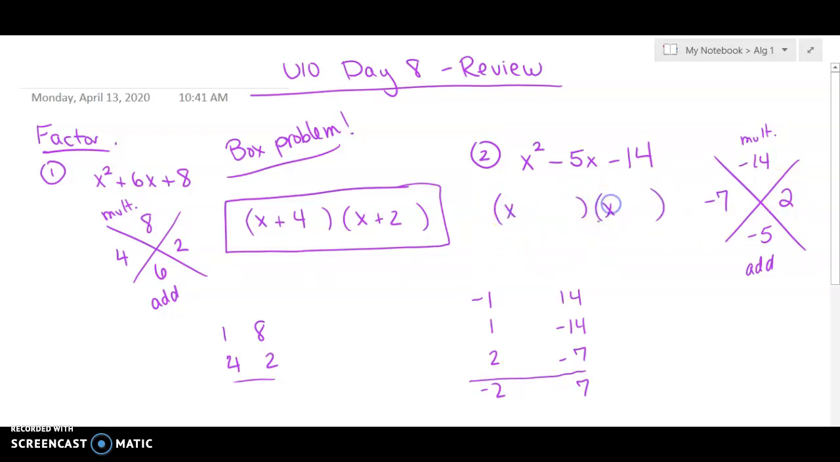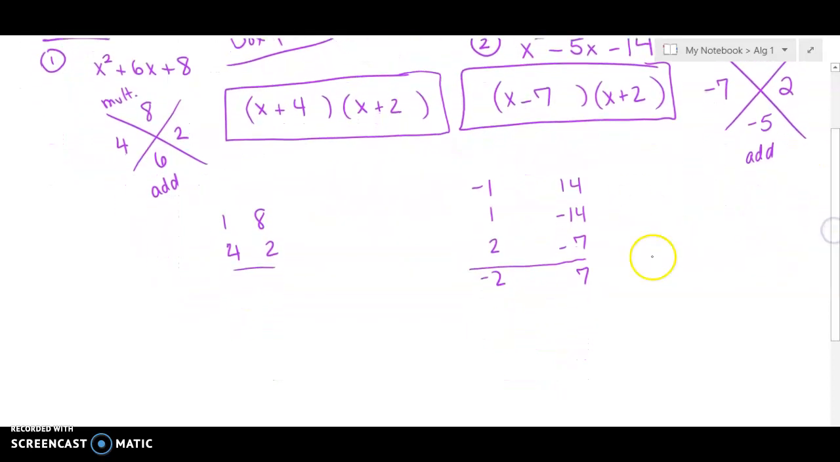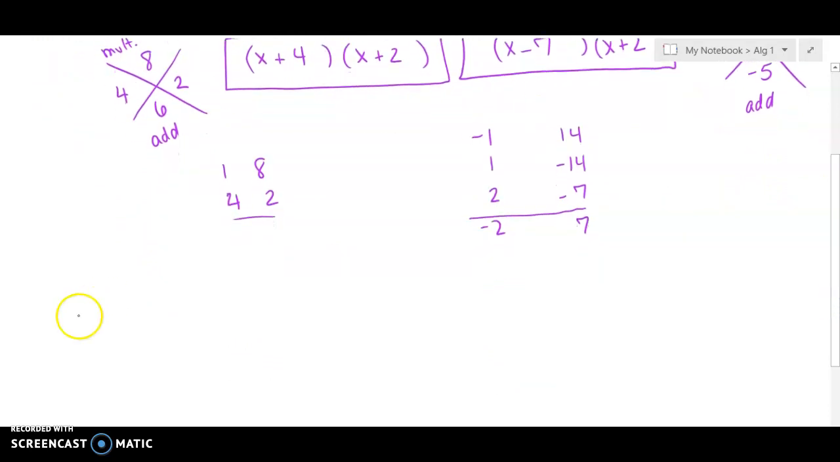X goes in the front of both. Negative 7 means a minus 7. Positive 2, you put a plus 2. And that's it. That's your answer, and you're done. Okay, we're not solving. There's no equal sign, so your answer should not have an equal sign.